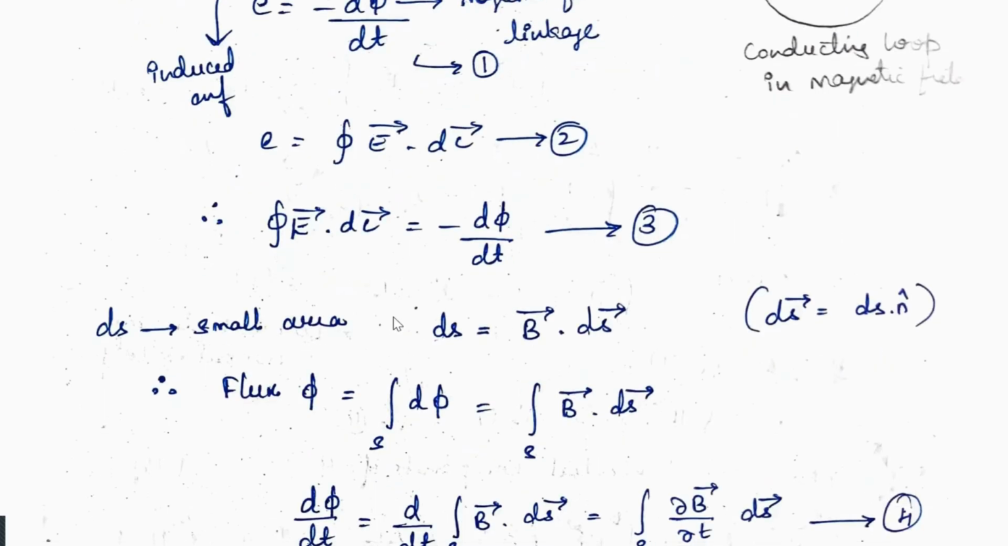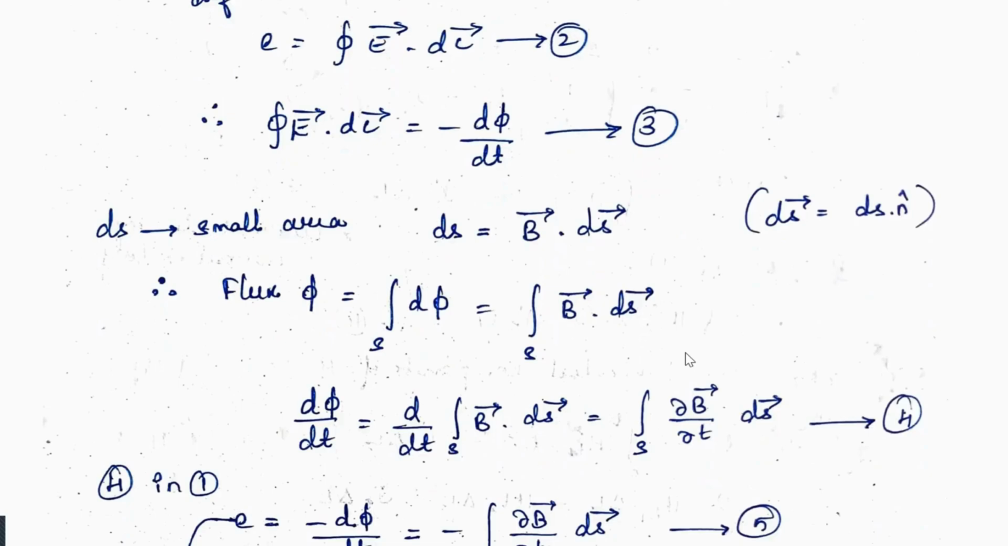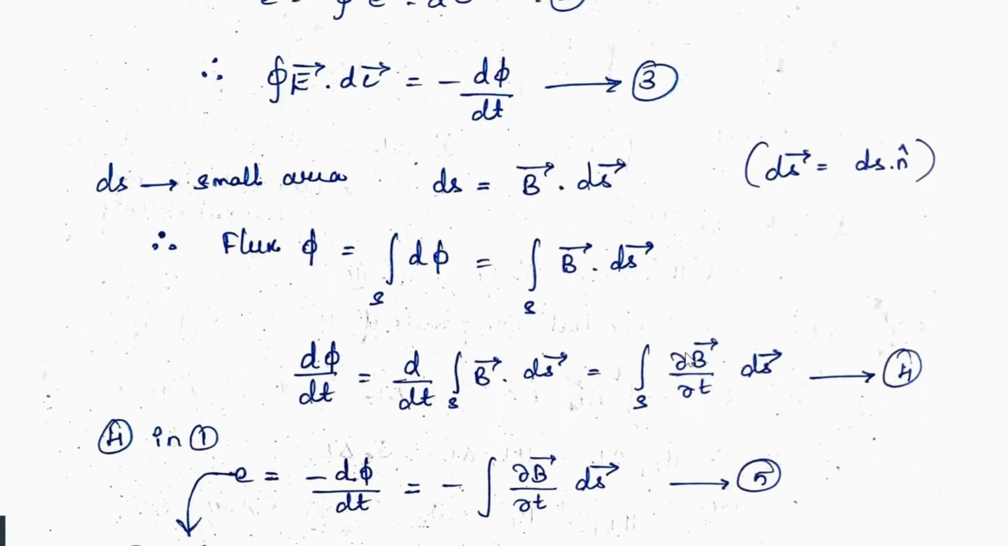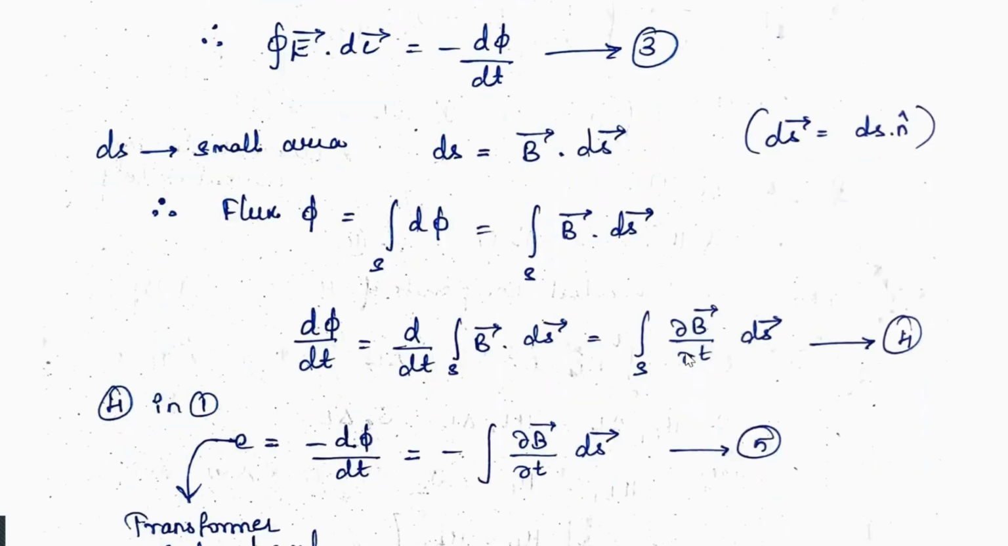Now ds is a small area. For that we have B vector dot ds vector, where our ds vector is ds times n cap. So therefore what will be the flux? Flux φ will be the surface integral of B vector dot ds vector. dφ/dt is equal to d/dt of the surface integral of B vector dot ds vector, which is again, considering ∂B vector divided by ∂t dot ds vector.